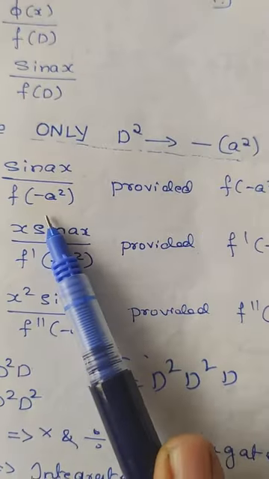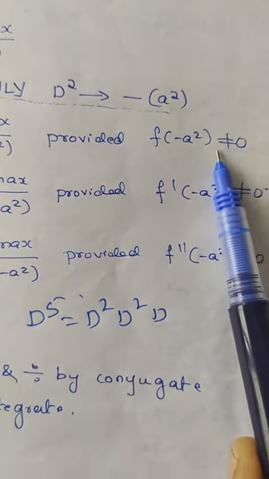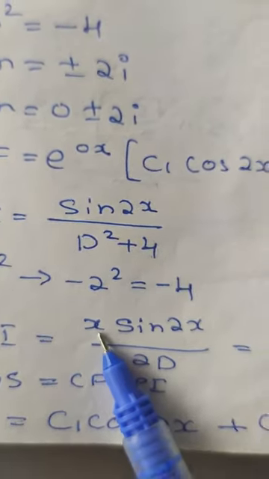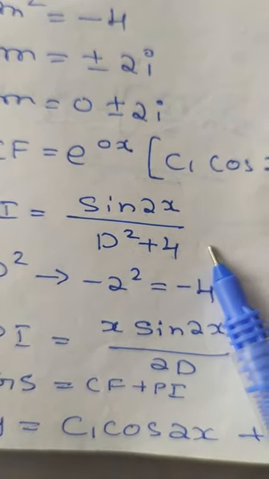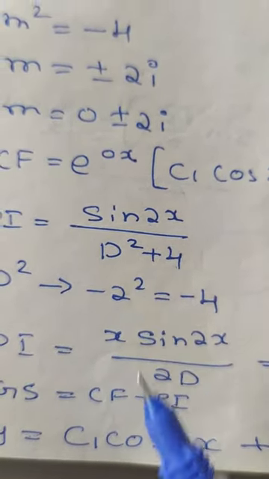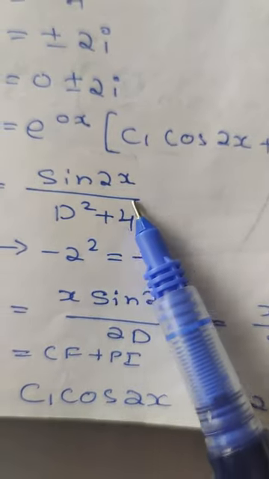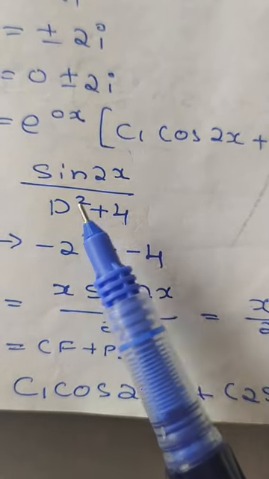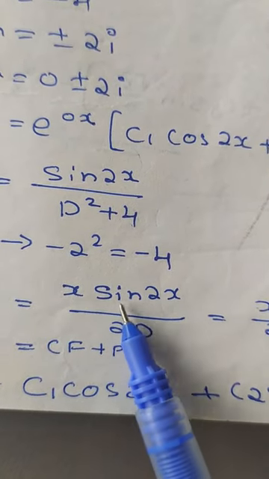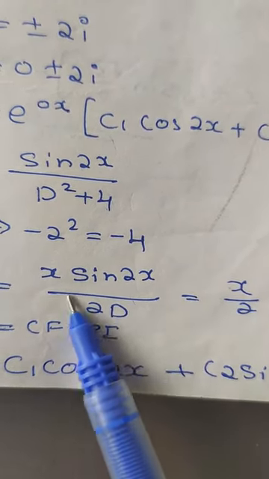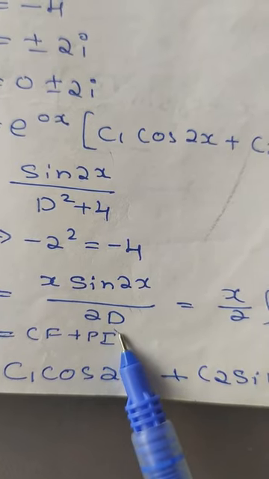Okay, what is the condition? f of minus a square is not equal to 0. Since we get 0 in the denominator, multiply the numerator with x and differentiate this polynomial. If we differentiate this, we get 2D plus 0. Derivative of D square is 2D, plus 4 gives 0, that is 2D. Okay, x into sin 2x divided by 2D. See, in the denominator, we remain with only the D term.